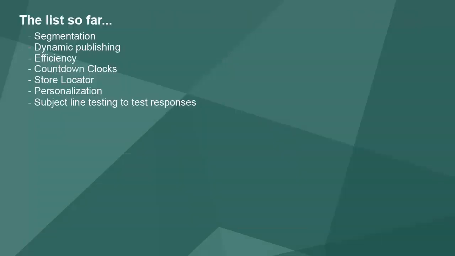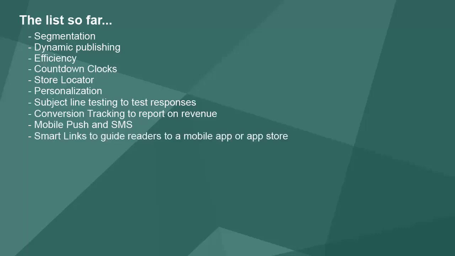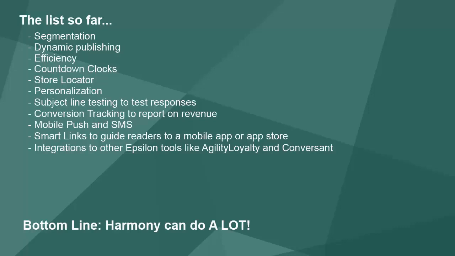If we're talking Harmony functionality, this could go on for a while. From conversion tracking to tie your campaigns directly to revenue, mobile functionality like SMS and mobile push, smart linking to send readers straight to a mobile app or app store, as well as integrations to other Epsilon tools like Agility Loyalty and Conversant, the takeaway here is Harmony can do a lot, no matter how simple or complex your program is or what new initiatives you would like to experiment with.